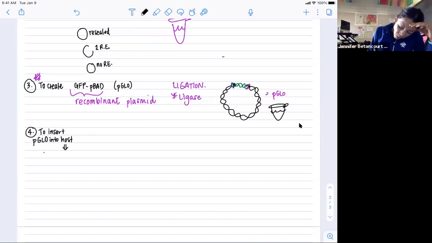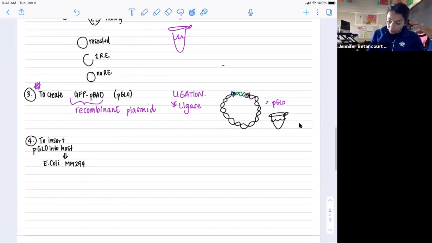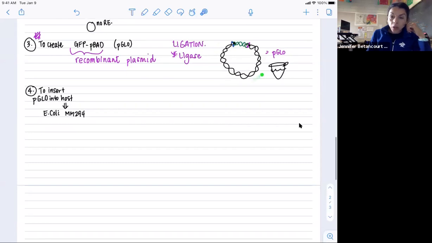Yep. So it is a strain of E. coli called MM294. So you're trying to get this P-glow recombinant plasmid into E. coli. What has to be special about these E. coli? Because as far as I know, E. coli are an organism that exists out there in the world. They don't really like to just take any old DNA. So what do you have to do to these E. coli before you use them?